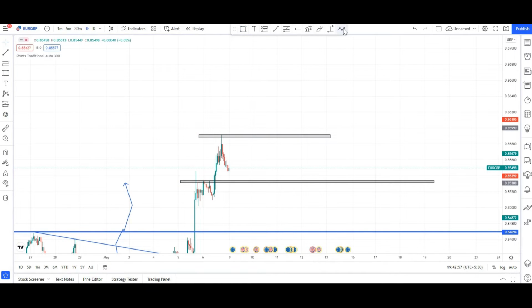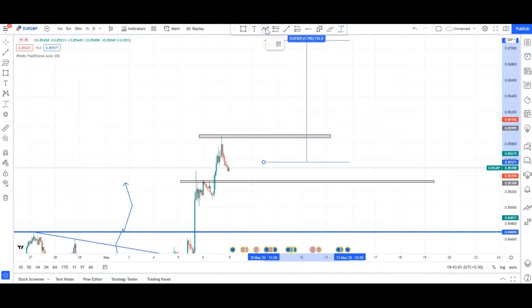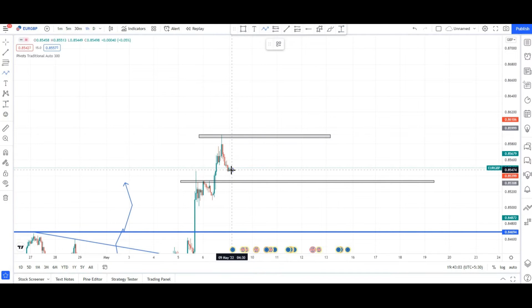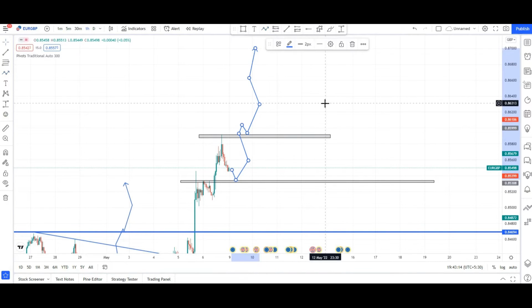In between this, if it breaks and takes support, it will take support here: your first target, second target. After this breaks, you can expect bigger momentum: third, fourth and fifth target.